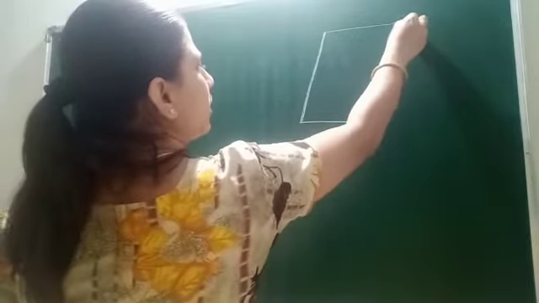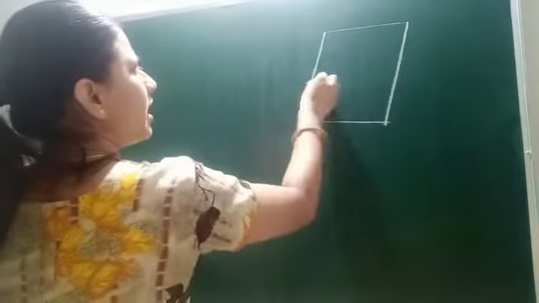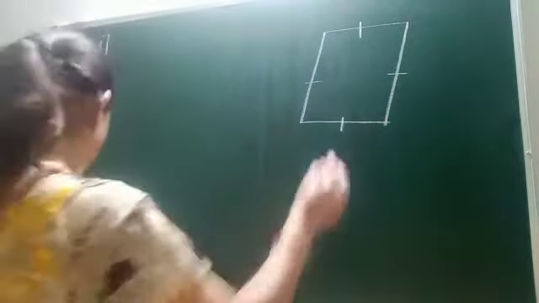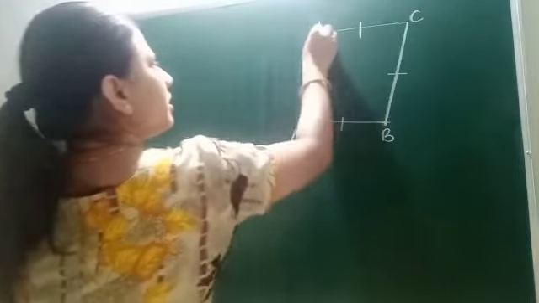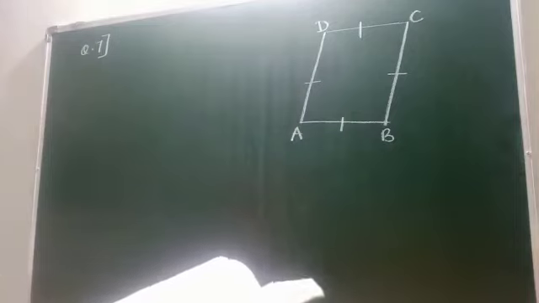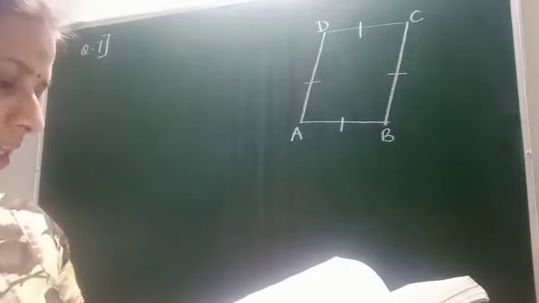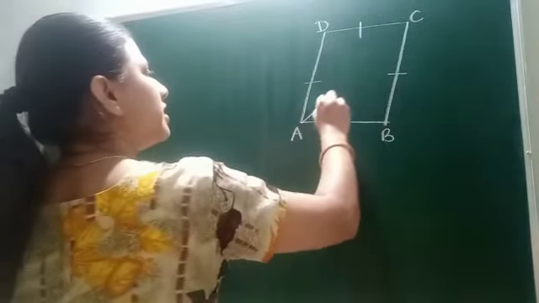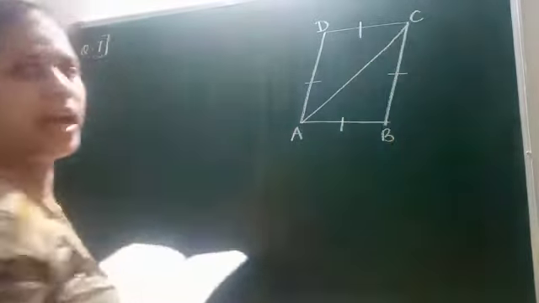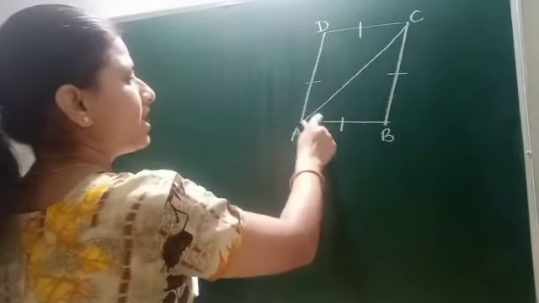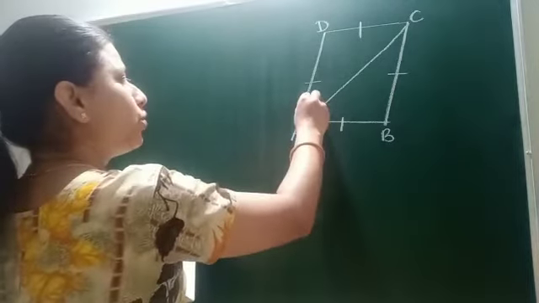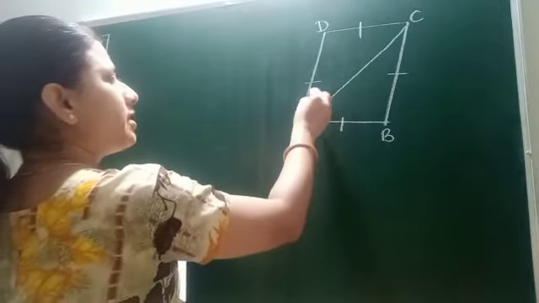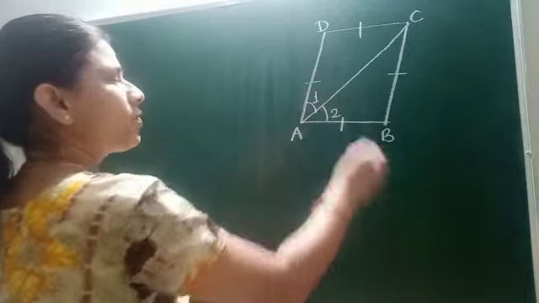As we know, in a rhombus all sides are equal. It is given that ABCD is a rhombus. Show that diagonal AC bisects angle A as well as angle C. Now we will join this AC, and we have to show that this diagonal AC bisects angle A. It means this divides this complete angle A into two equal parts. Let's assume that this one is your angle 1 and this one is your angle 2.